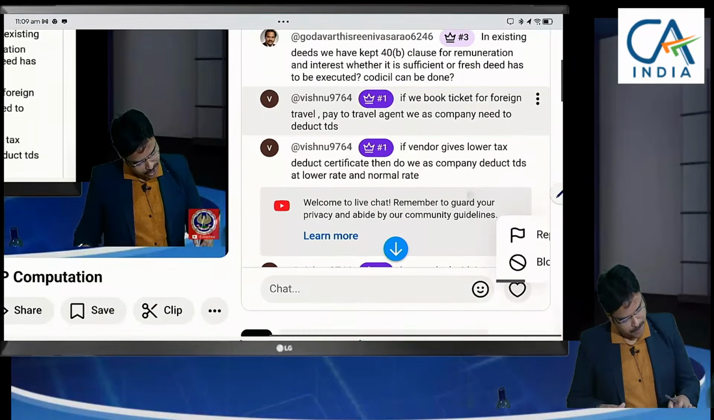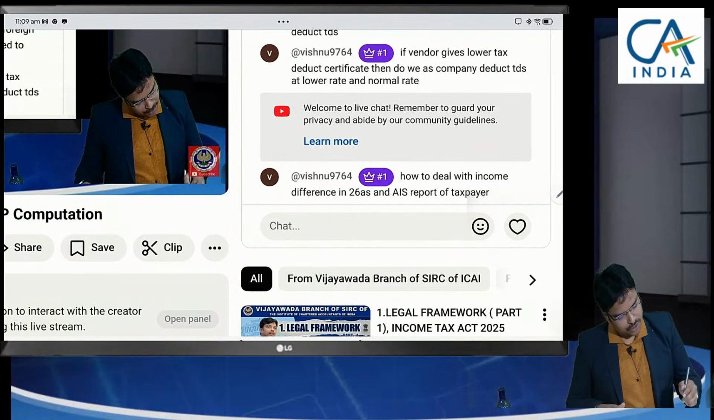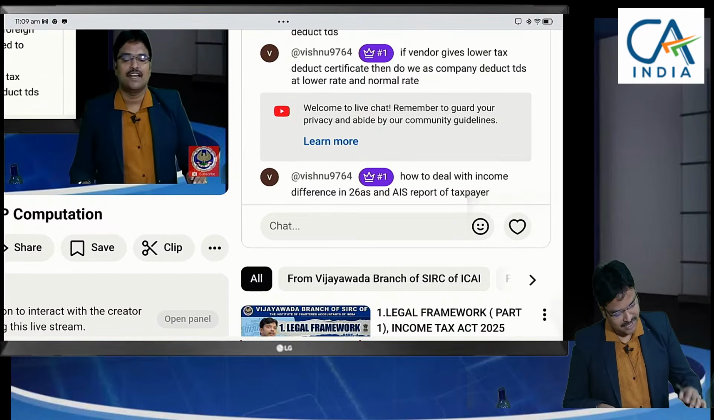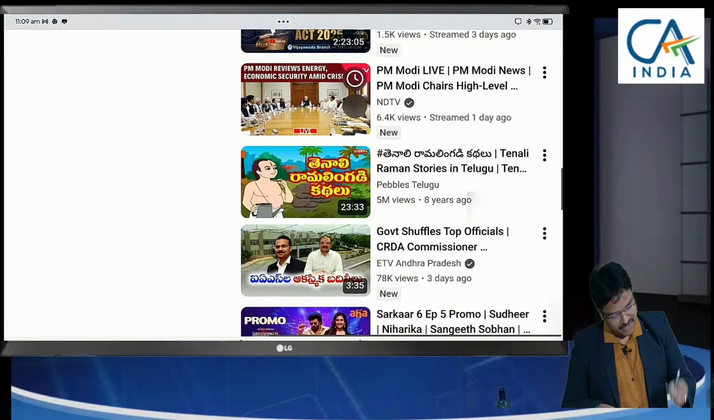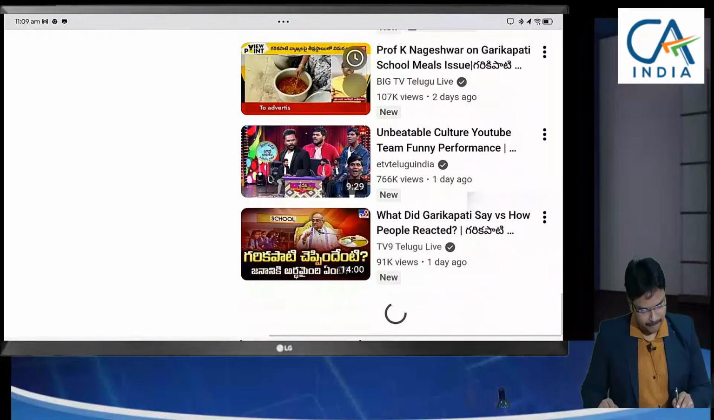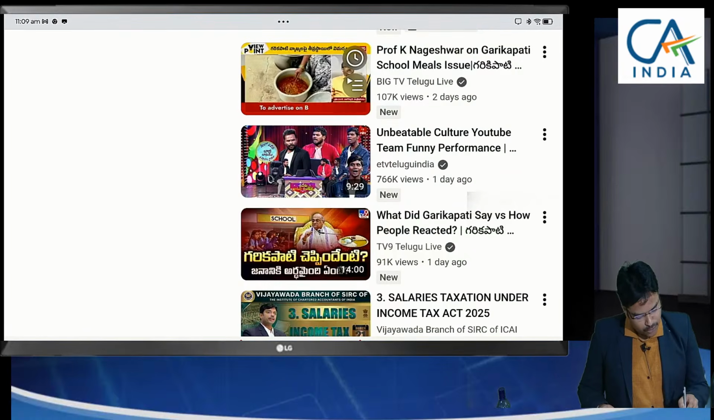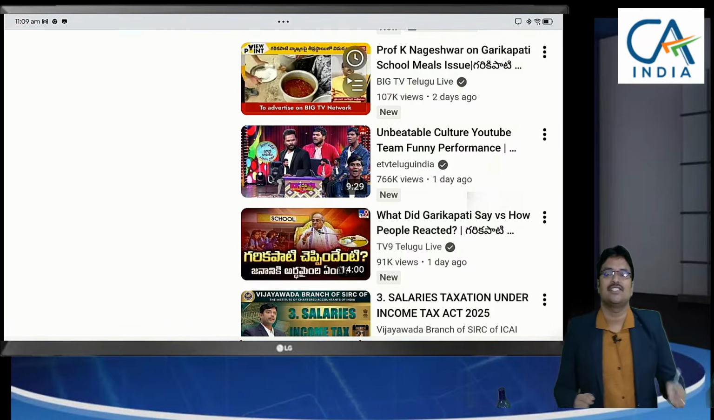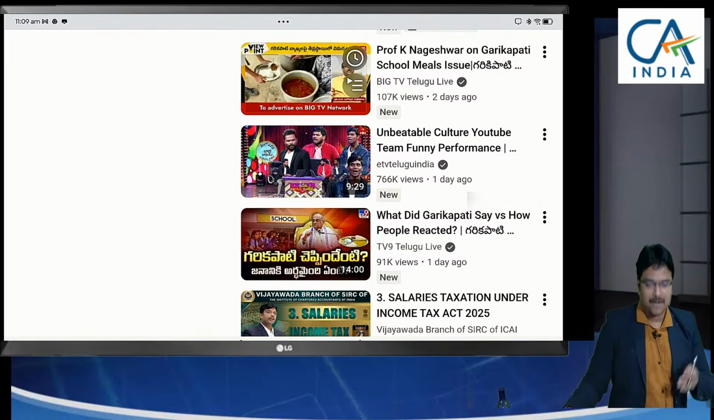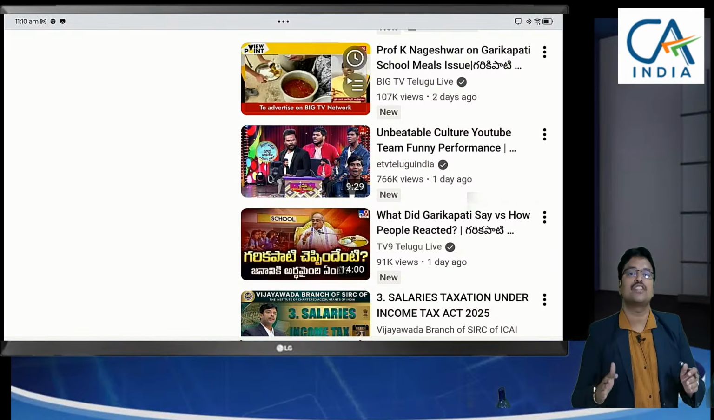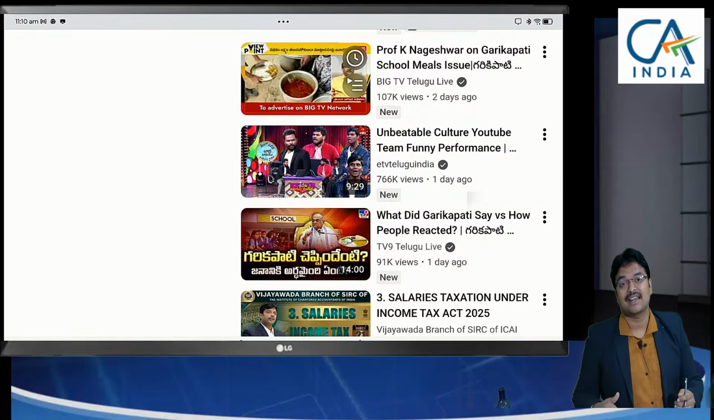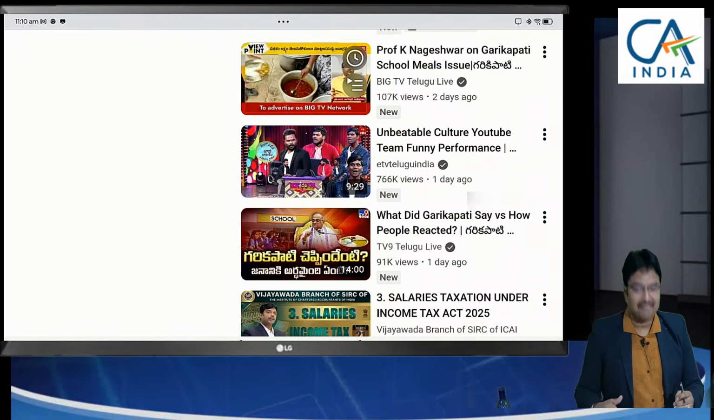And next, some more queries were there. If a vendor gives a lower tax deduction certificate, it's an exception, which we will discuss in TDS. If any lower deduction certificate is given, then TDS need not be deducted. How to deal with the difference in 26AS and AIS? That we will discuss at the time of tax audit. A separate discussion is there. Day after tomorrow might be the session. Tomorrow also there are some more deductions for discussion, so that will get completed. The next day we will have a discussion on tax audits, their reconciliation and all, I will explain.